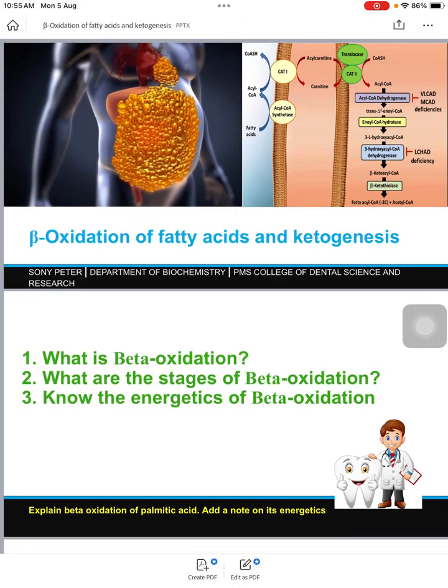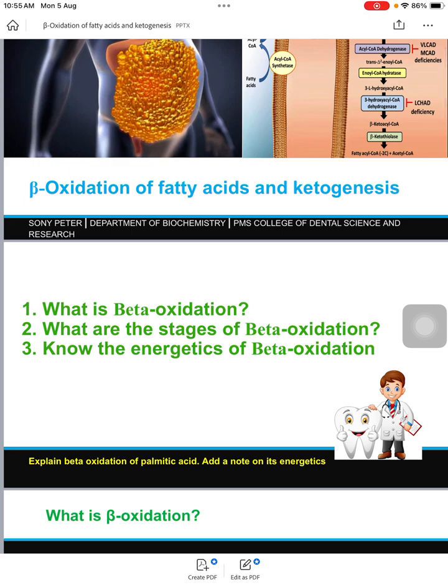Today we'll see beta oxidation of fatty acids and ketogenesis. First we'll see what is beta oxidation, and what are the stages of beta oxidation, and finally then we'll know the energetics of beta oxidation.